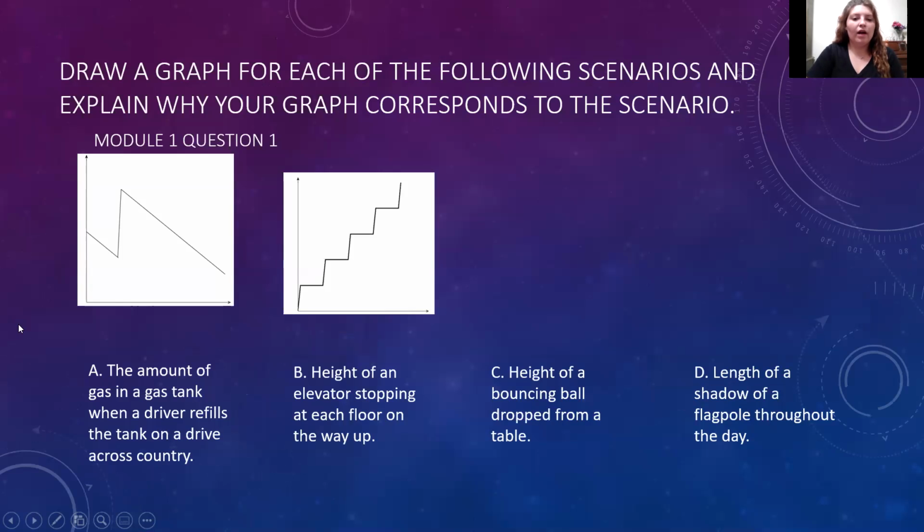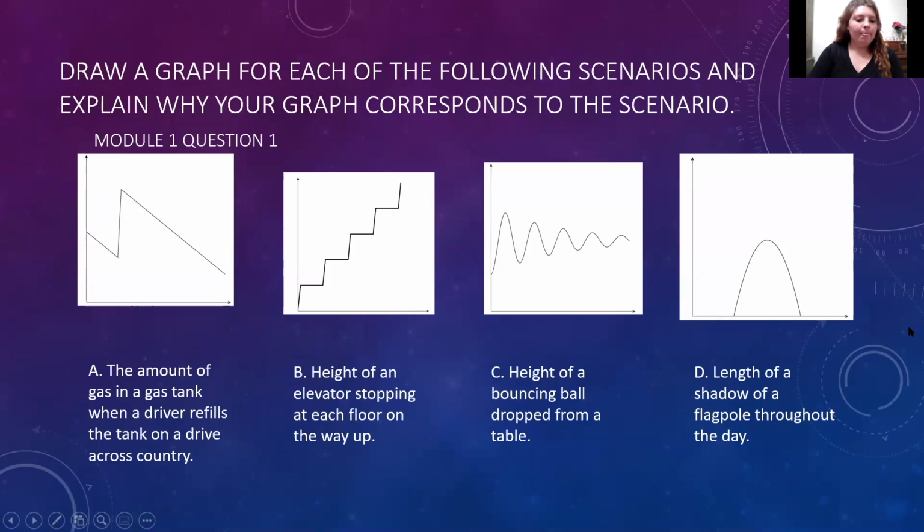So for our first question here, it says, draw a graph for each of the following scenarios and explain why the graph corresponds to that scenario. So below here, for A, it says the amount of gas in a gas tank when a driver refills the tank on a drive across the country.